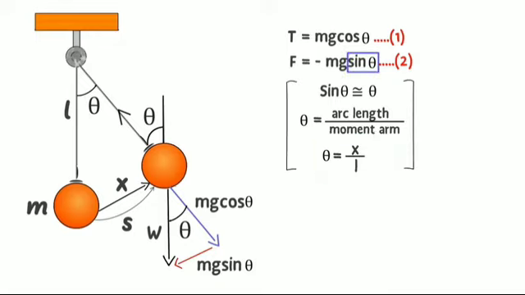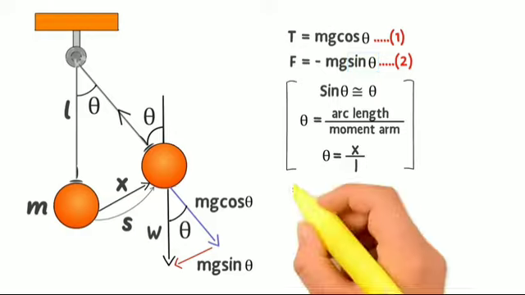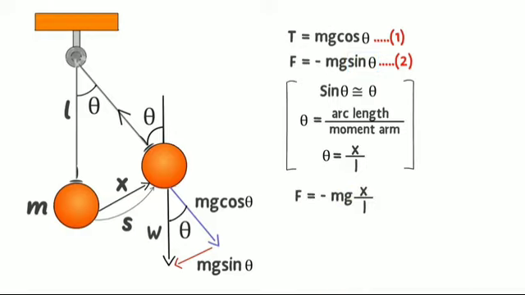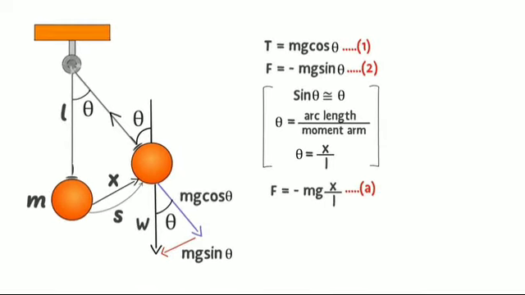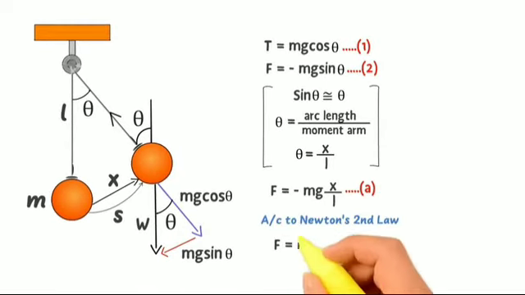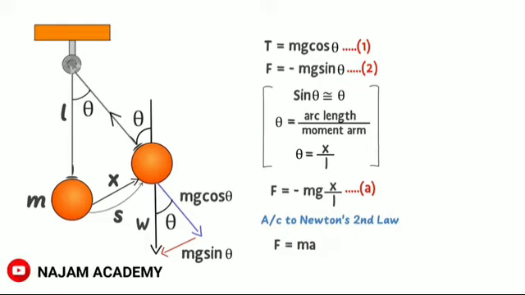So arc length x, moment arm L. So we substitute that value there. s is equal to L theta. Then F is equal to minus mg x by L. So it is the equation. Next, substituting this equation, we get L d squared theta by dt squared is equal to minus g sin theta. Here substituting Newton's law, F is equal to ma.